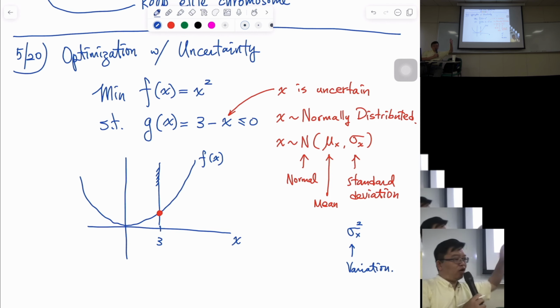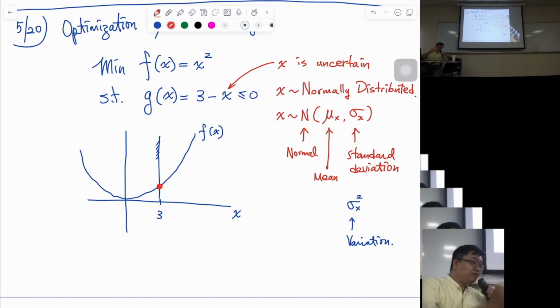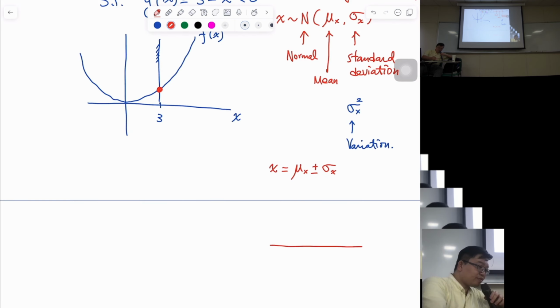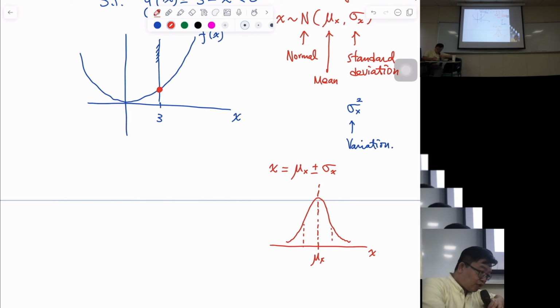So that's why sometimes people will put variance in the second spot of this notation. If I have a normal distribution with a mean value and a standard deviation, what does it mean? Sometimes people will say x equals a mean value plus or minus the standard deviation. So it's like within a range. And if you make a drawing of the distribution, this is x, and this is where the mean is, then the probability of x lies in this distribution, and here is sigma x.